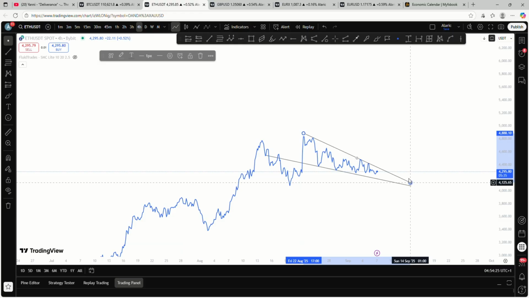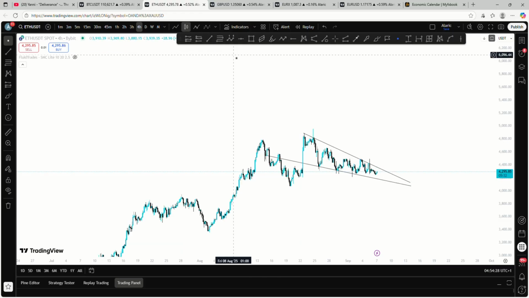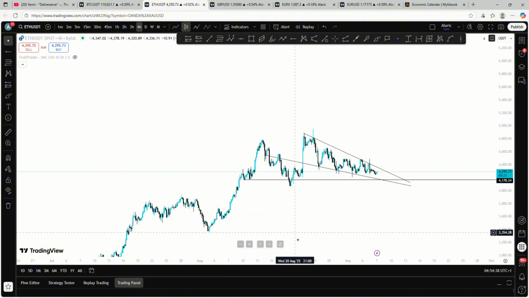So you can see that it is not dumping the way BTC is dumping. It is just ranging outward, waiting for BTC to make a decision. You understand? So Ethereum is making everything possible to retain this level. It's making everything possible to retain that level.